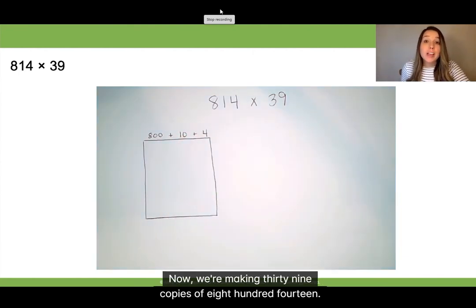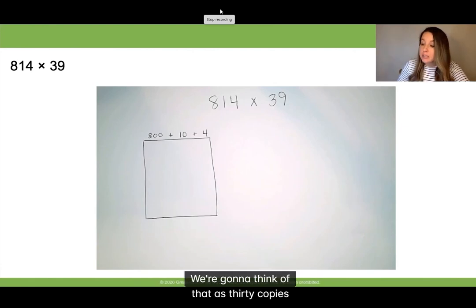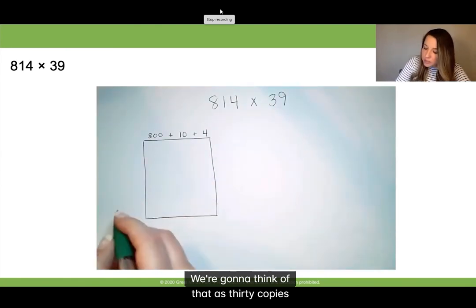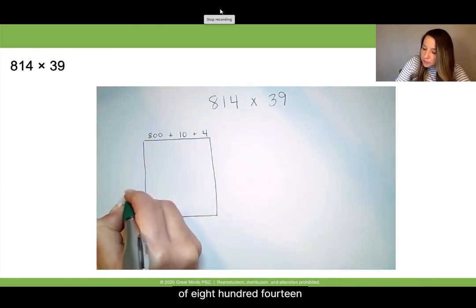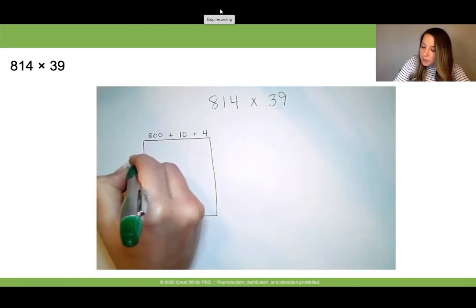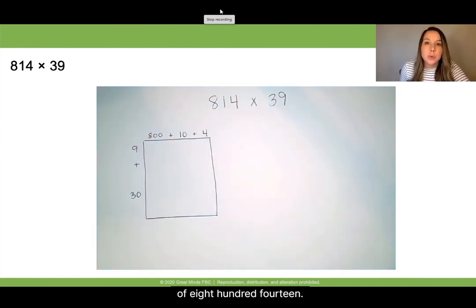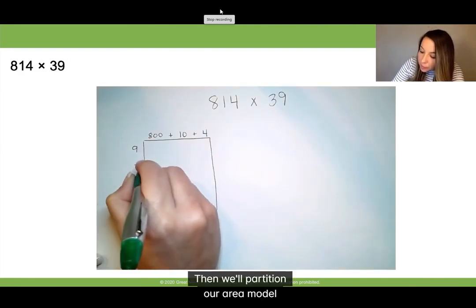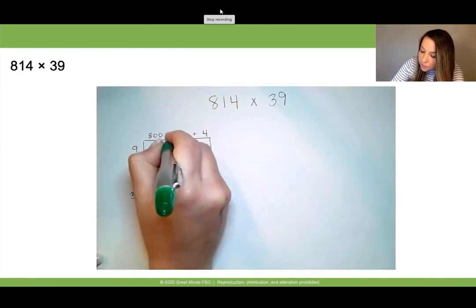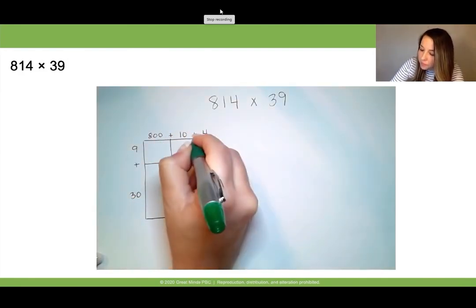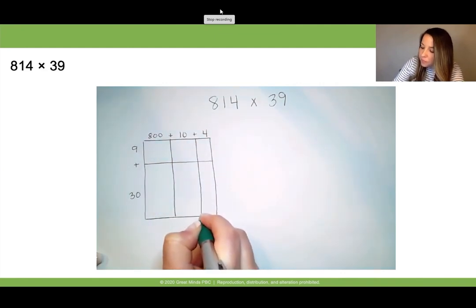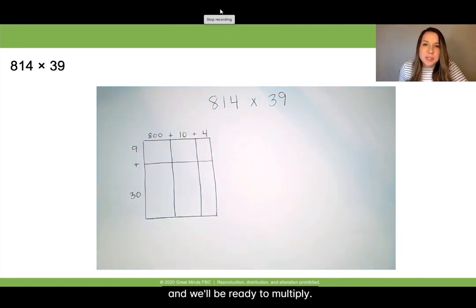Now, we're making 39 copies of 814. We're going to think of that as 30 copies of 814 and then 9 copies of 814. Then we'll partition our area model and we'll be ready to multiply.